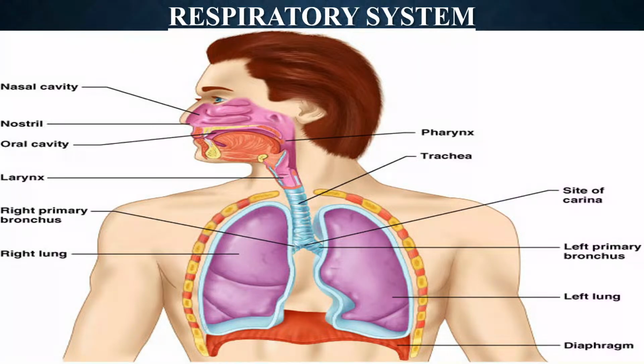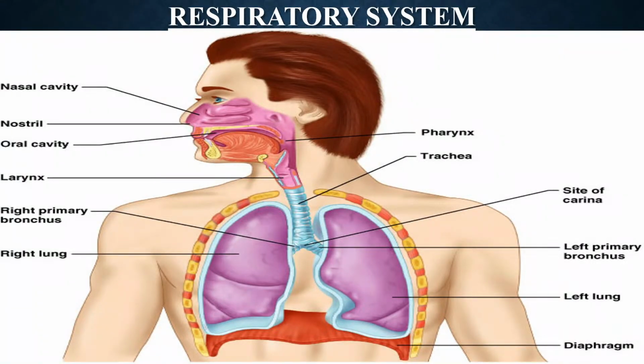So what are the functions of the respiratory system? What are the functions of this system? Number one is just to supply oxygen and dispose carbon dioxide. So this is actually what is now referred to as gaseous exchange. So this is the main function of this system.